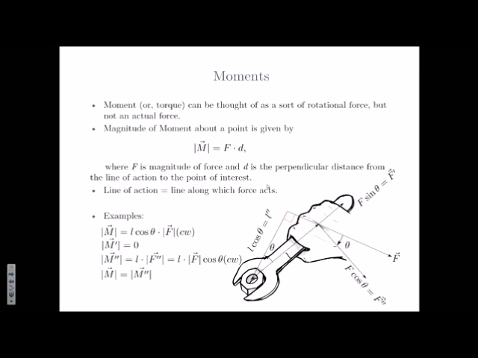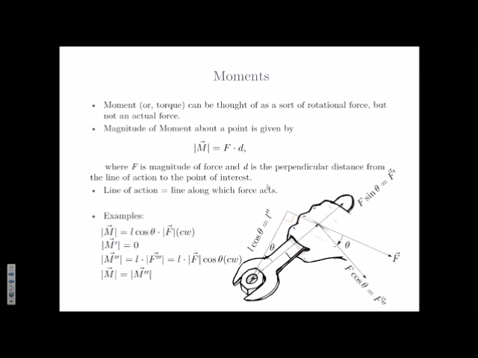So if this is a pivot point, because you're trying to rotate this nut, then the perpendicular distance would be the distance from this point, and you draw a line that is perpendicular to this line of action, and that's this line, right? So that would be the D. Okay, so that's the definition of the moment.